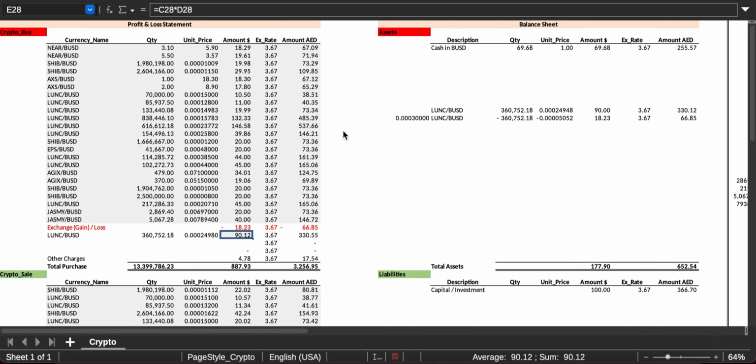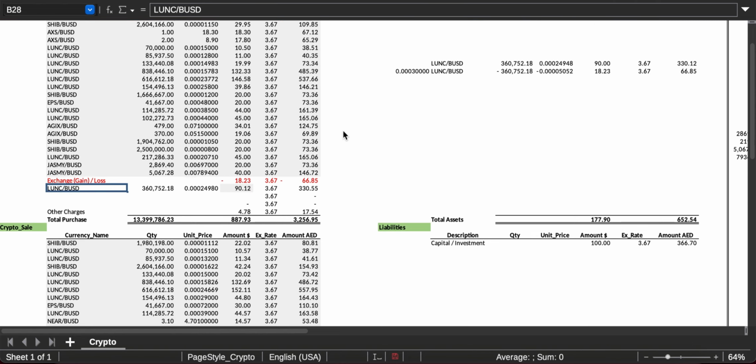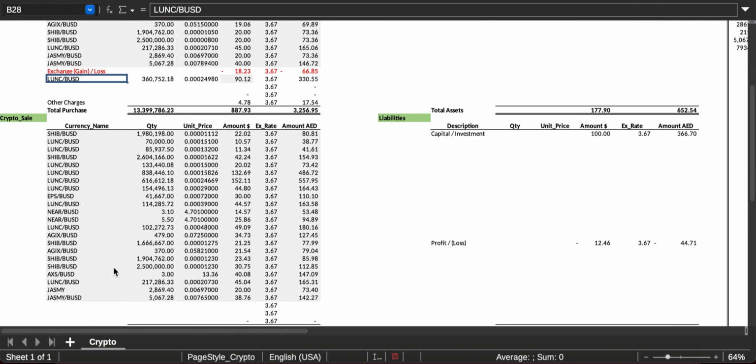So this is our purchase price. Now at what price did we sell this currency? Suppose LUNC, what is the quantity? 360,752.18. At what rate are we going to sell it? 0.003. Okay, we are going to copy the formula.